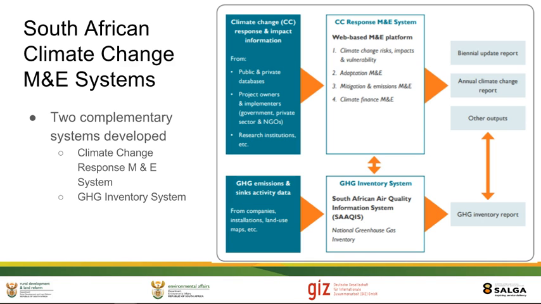The second is the Climate Change Response M&E System, which collates all the other climate change information. This includes information on adaptation and climate finance and uses the GHG Inventory System as a source of data on GHG emissions. The Climate Change Response M&E System also makes use of an online platform to collect information and produces an annual climate change report. The rest of this presentation will focus on the Climate Change Response M&E System.